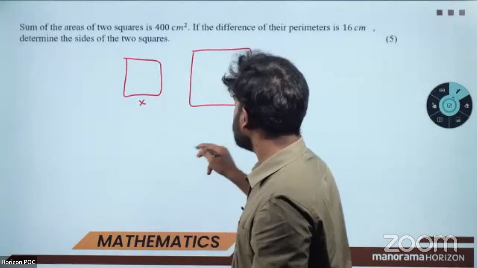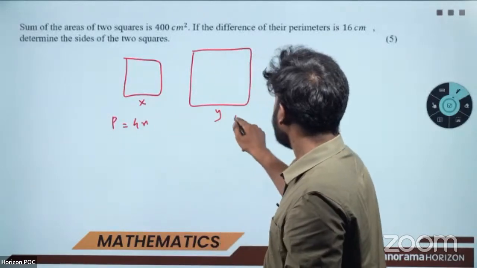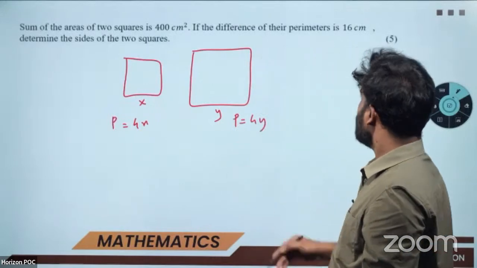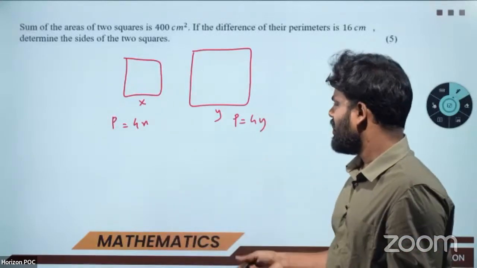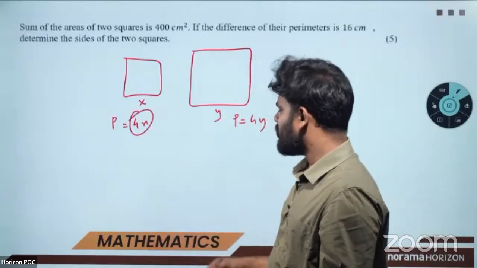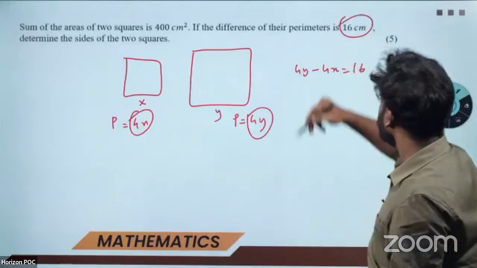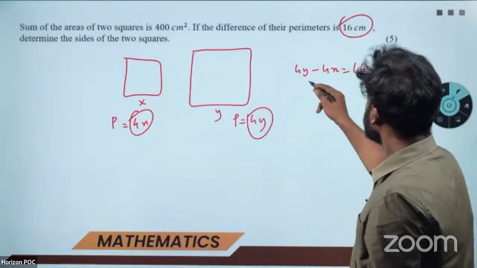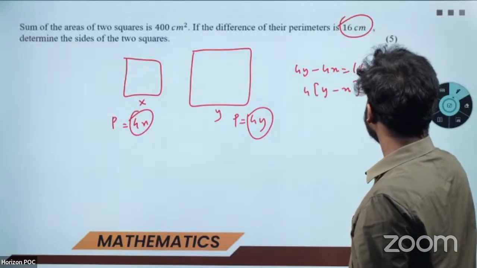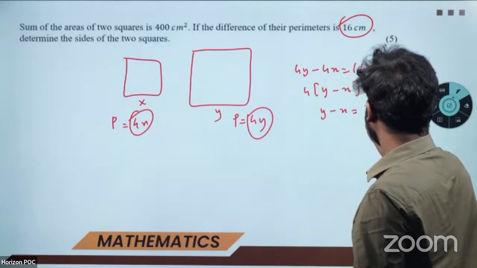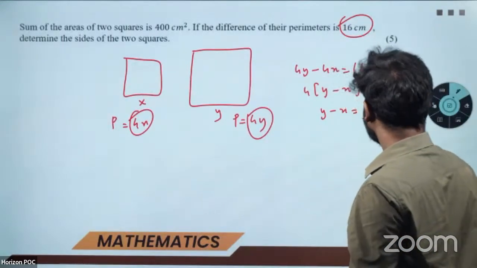So I'm taking the side of this square as x and this square as y. What is the perimeter of this one? 4x. What is the perimeter here? 4y. Right? The difference of their perimeter is 16. So I can either take the first square as the bigger one or the second. I can take it in any way. So I'm just taking this one as the smaller one, this one as the bigger one. So I can write 4y minus 4x is equal to what? 16. They are given it as 16 centimeter as the difference of the perimeters. So 4y minus 4x is 16 means I can take 4 common and write it as y minus x is equal to 16. Right? Or y minus x is equal to 16 divided by 4, that is nothing but 4. So y minus x is 4. Let this be the first equation.